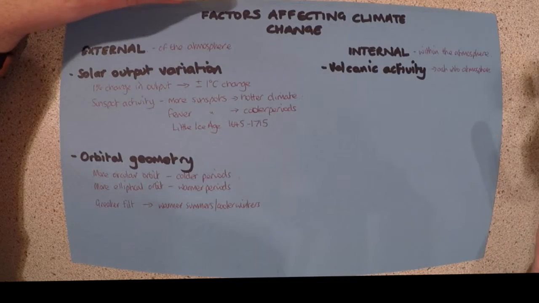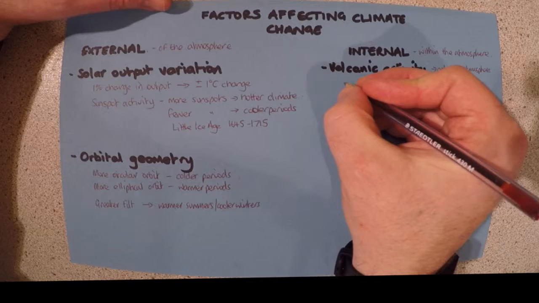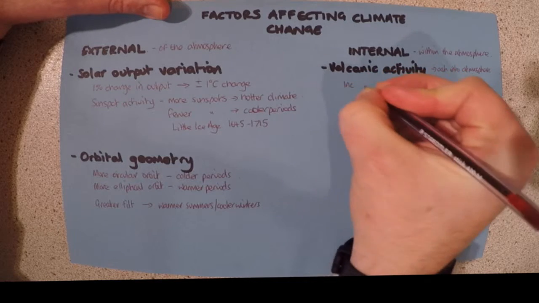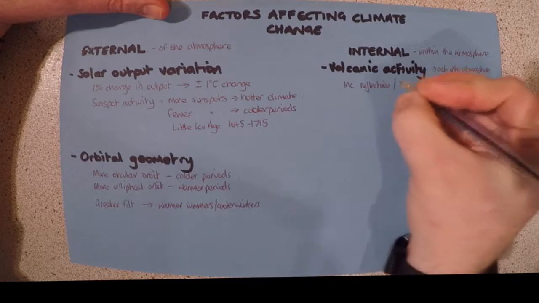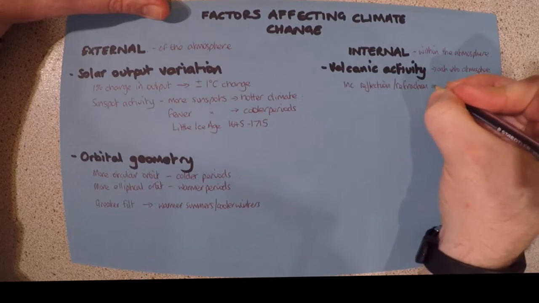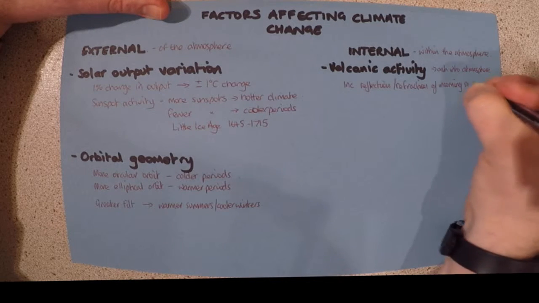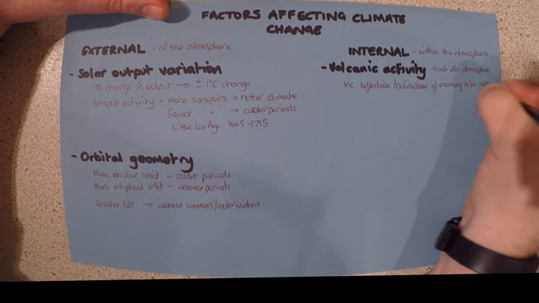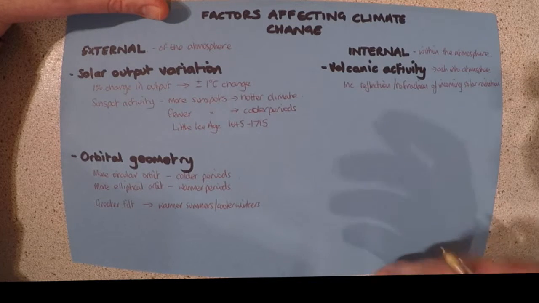Now, because this ash is in the atmosphere, we've got particulate matter up there. It will lead then to increased reflection and refraction of the incoming solar radiation. It's being bounced off. It's not all hitting the Earth.